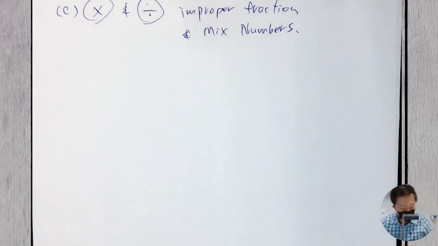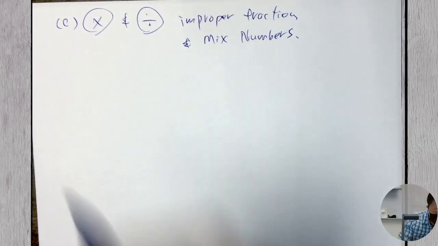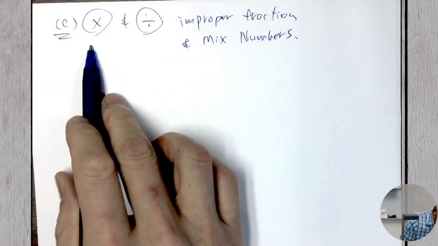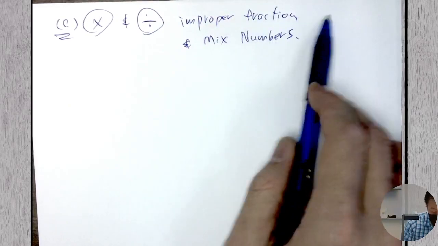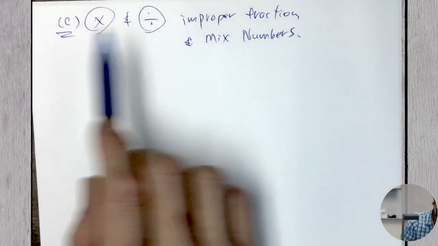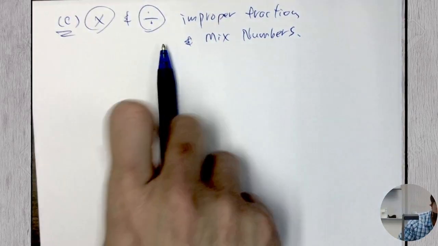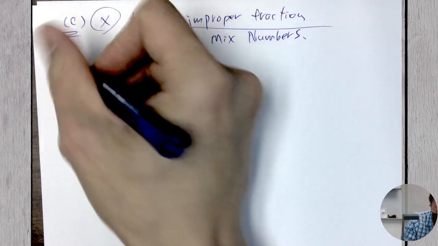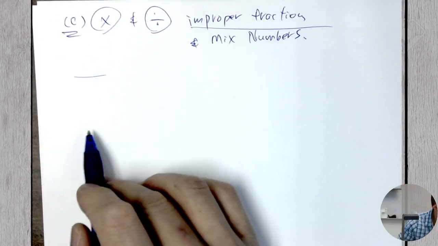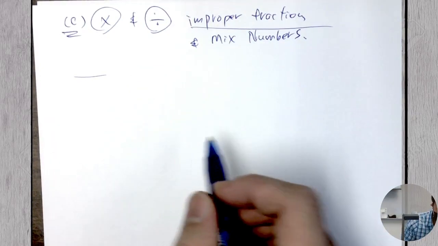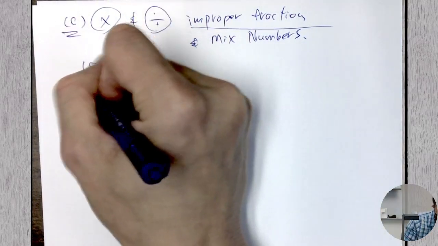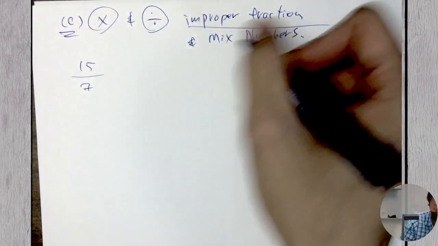Good morning. All right. So for today, we're doing part C. It's multiply and divide, improper fractions, and mixed numbers. We know multiply and divide. What are improper fractions? Improper fractions are referring to a fraction where the number on the top is heavier or bigger. Say you have 15 over 7, that would be an improper fraction.